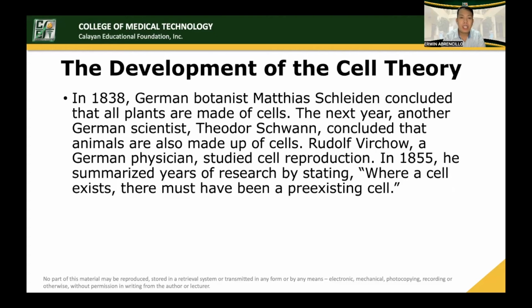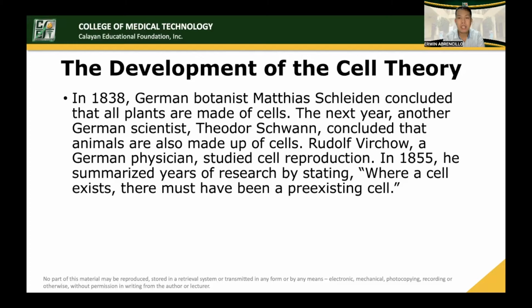Now, in 1838, German botanist Matthias Schleiden concluded that all plants are made of cells. And the following year, another German scientist, Theodor Schwann, concluded that animals are also made up of cells. And then Rudolf Virchow, a German physician, studied cell reproduction. And in 1855, he summarized years of research by stating, where a cell exists, there must have been a pre-existing cell.